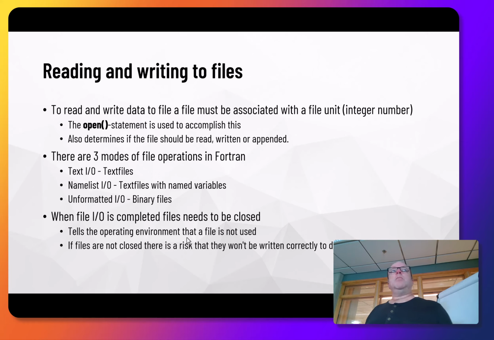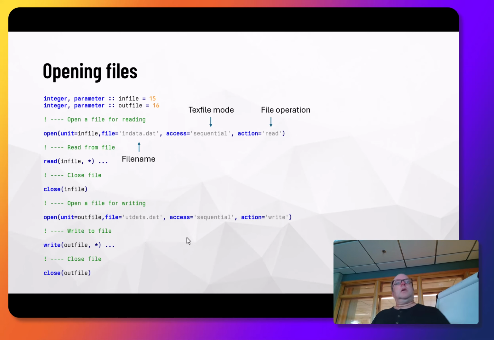And there are 3 modes of operation you can do in Fortran. You can have text files. You can have something called namelist I/O. It's very similar to a JSON file, but not as nice. Unformatted I/O, that is binary files. So you can take your arrays and write them as binary directly to disk. Same as with Python, when you're done writing, you need to close the files. So tell the operating system, I'm done with this file, it's free for you to write it down to disk now. You don't have to cache it anymore. So here's an example.